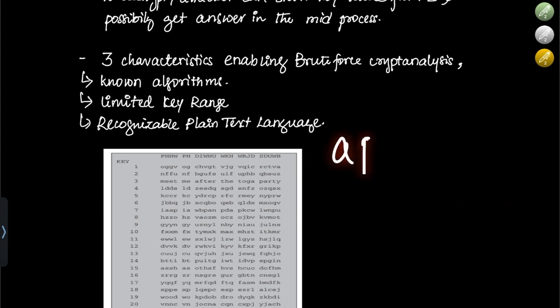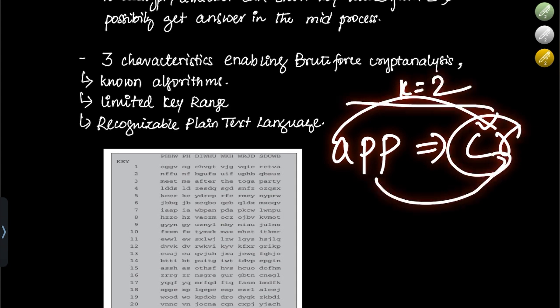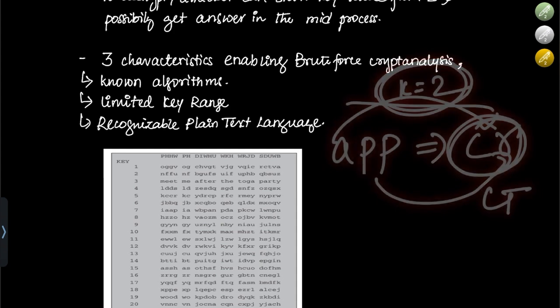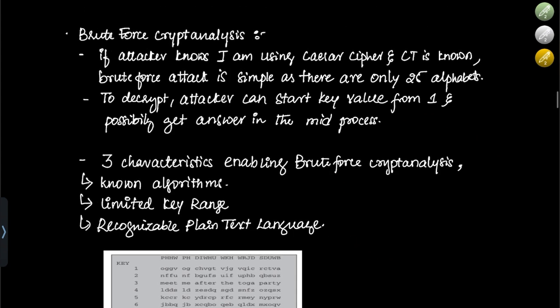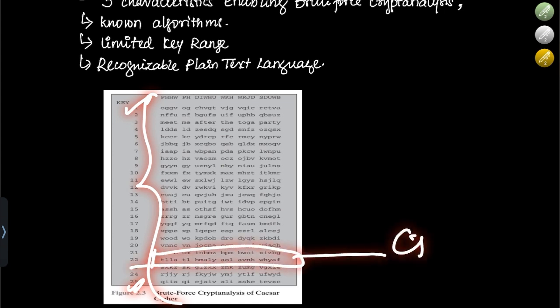So if I write A, P, P, and on the other hand if I write C, R, it is very easily understood that the K value is 2, right? So if he knows the ciphertext, then it is very easy to find out the value of the key, because there are only 25 possibilities, the attacker will keep on checking. He will start from key value 1 and keep checking till 25, and out of these there is one possibility that gives the answer.